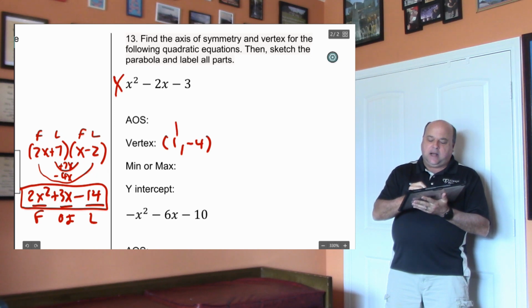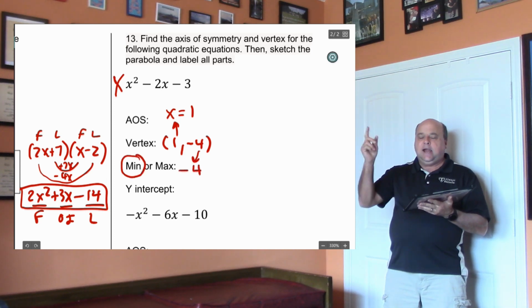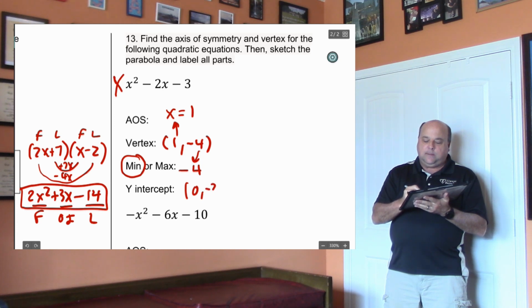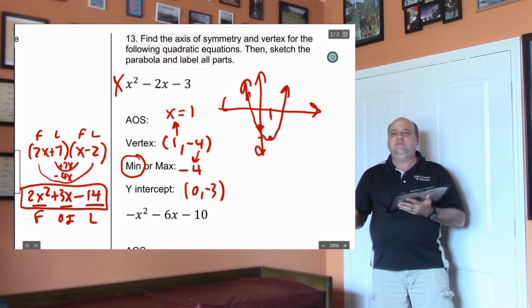Remember, the positive 1 is going to turn into your axis of symmetry. The negative 4 is going to be your max or min. This is a min. And the y-intercept was 0, comma, negative 3. So if I were to graph this, I would have 0, negative 3, 1, negative 4, and then the parabola looks something like this, doesn't it? Okay, just a rough sketch.